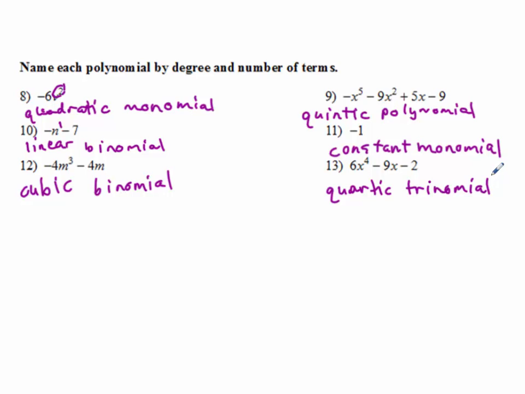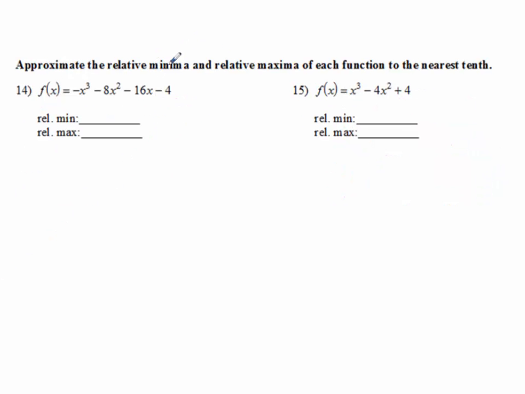Now we're going to use our calculator to find the relative minimums and the relative maximums. Minima is just a plural of minimum, and maxima is a plural of maximum. So you get on your calculator and you type this into y equals: negative x cubed minus 8x squared minus 16x minus 4.